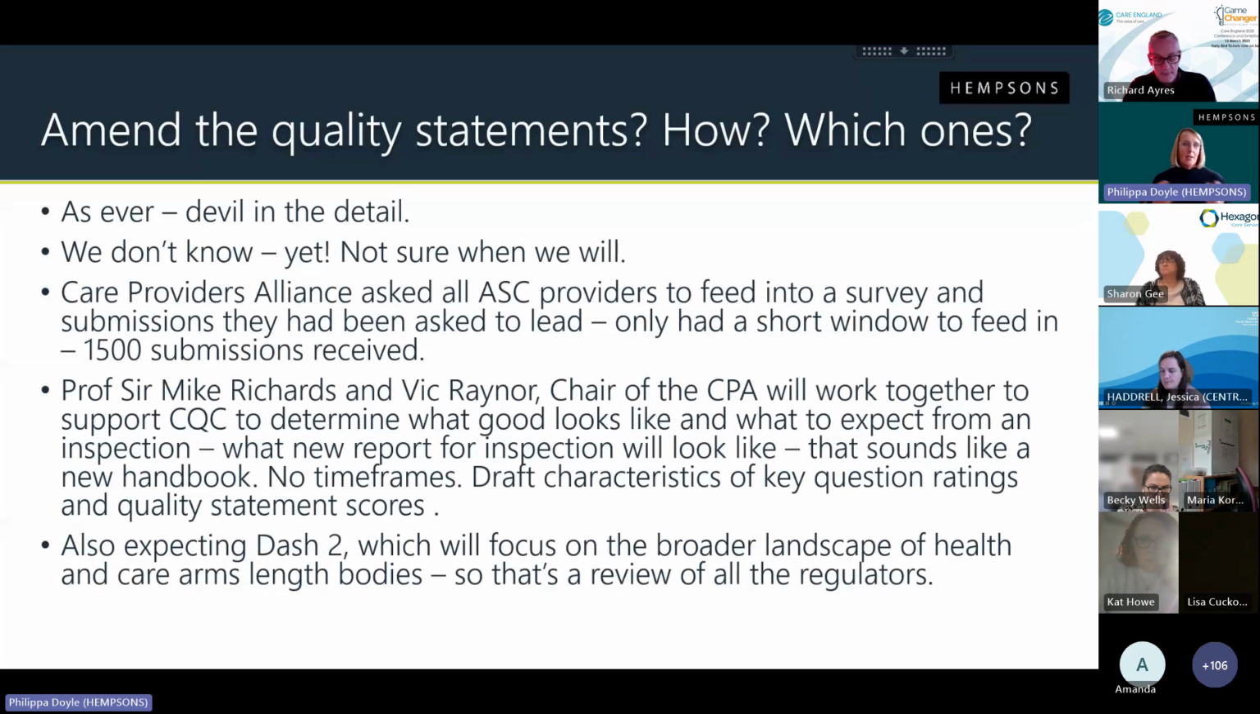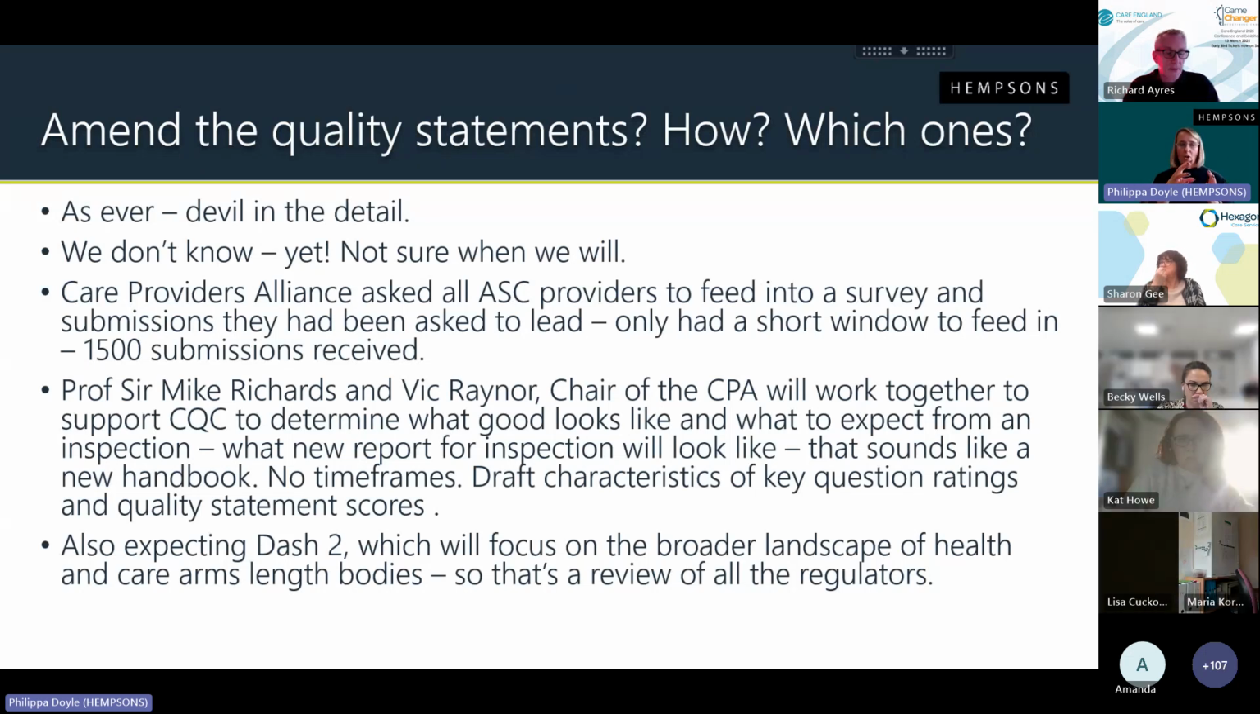It's a little bit like, you might remember the old publication that was called Key Lines of Inquiry and Ratings Characteristics, that would say this is what a good, safe service looks like, this is what a requires improvement service looks like. These draft characteristics look very, very similar.